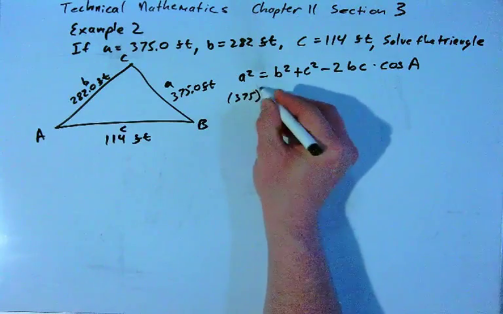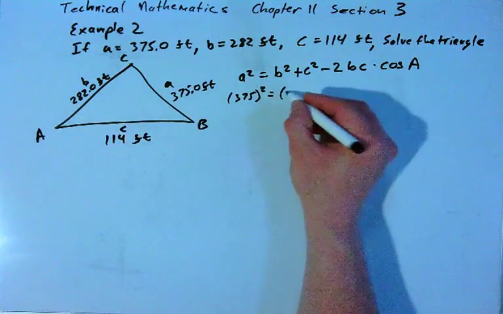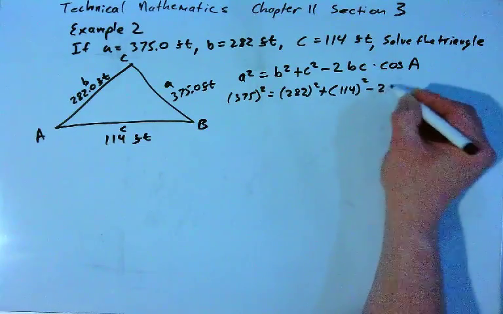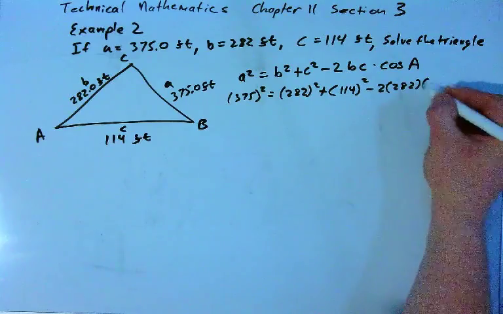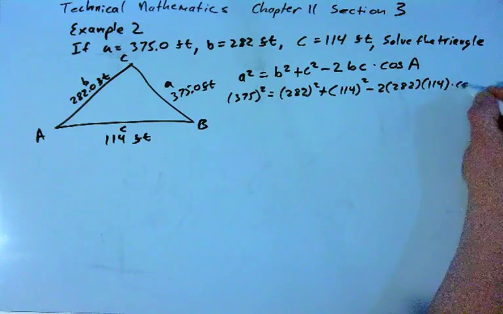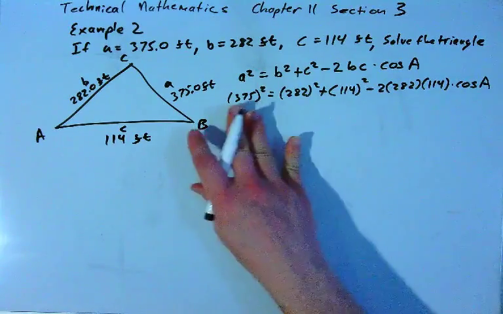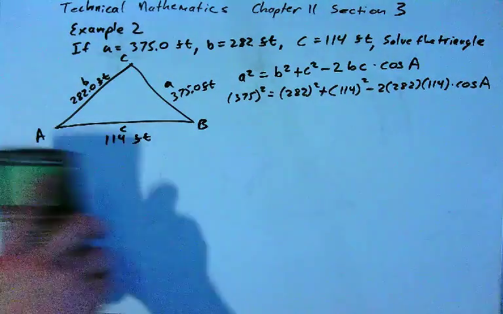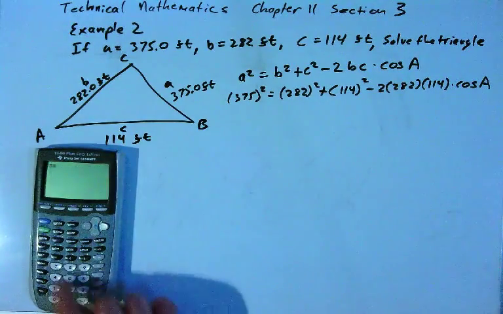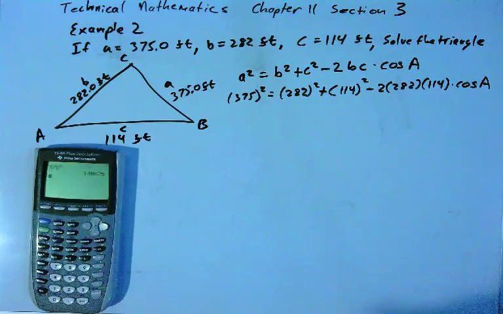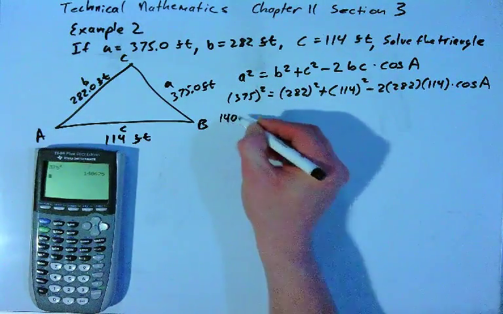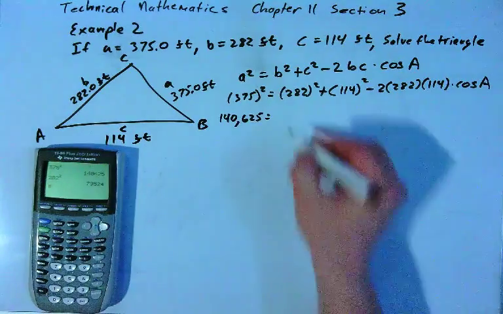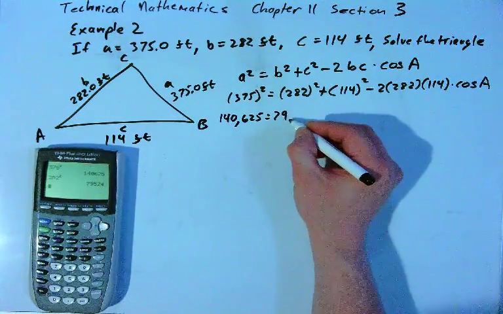A is 375 squared. B is 282, that's squared, plus C, which is 114, squared, minus 2 times B, which is 282, times C, which is 114, times the cosine of A. So I'm going to work out as much of this as I can. I'm going to go ahead and square these. I can go ahead and multiply 2 times 282 times 114 as well. And so that's what I'll do. So we have 375 squared, which is 140,625. That equals 282 squared, which is 79,524.